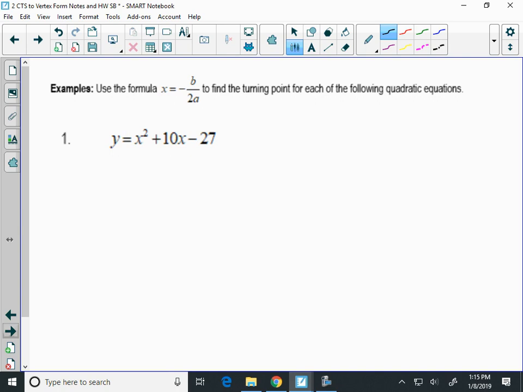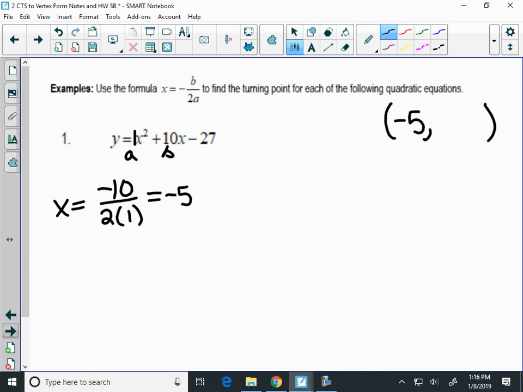I don't think I gave you that formula, I'll check on your quiz. But you can remember opposite of b over 2a. So in number 1, remember a is the leading coefficient of x. So here a is 1, b is 10, you don't need c. If I'm trying to find the turning point, I'm going to use this opposite of b over 2a. So what's the opposite of b here? Negative 10. So you'd have negative 10 over 2 times a, which is 1. Negative 10 over 2 is negative 5. So that is the x coordinate of your vertex.